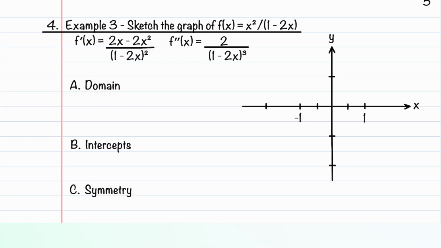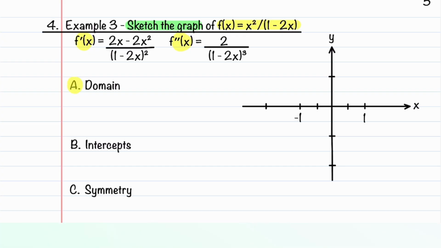Let's now learn how to sketch the graph of the rational function f of x is equal to x squared divided by 1 minus 2x. Students always find this example challenging because it has a slant asymptote in it, but I'll walk you through exactly how to graph it. Just to make things easier, I went ahead and calculated f prime and f double prime, so we can just focus on the graphing and not have to worry about the derivatives.